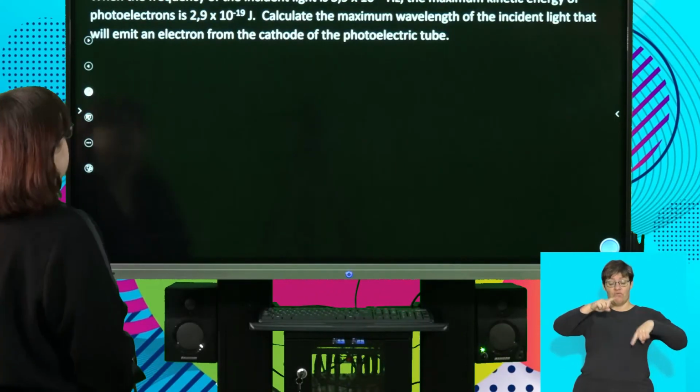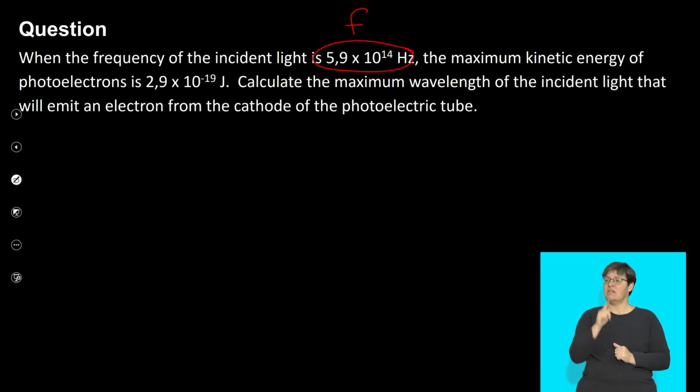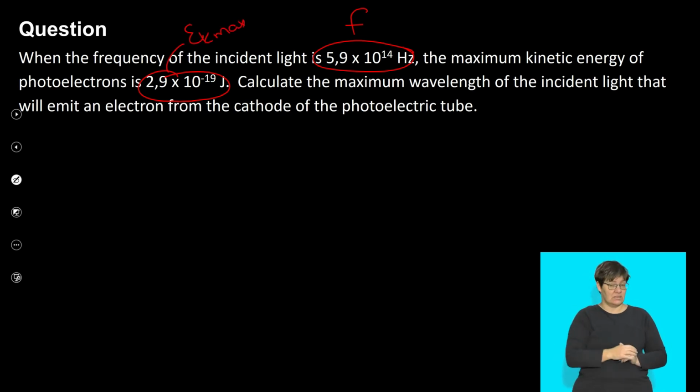When the frequency of the incident light, so this is the frequency of light we're using, so that's f, the maximum kinetic energy of the photoelectrons is 2,9. So that's EK max. They want to know the maximum wavelength of the incident light that will emit an electron from the cathode. You've got to read this carefully.